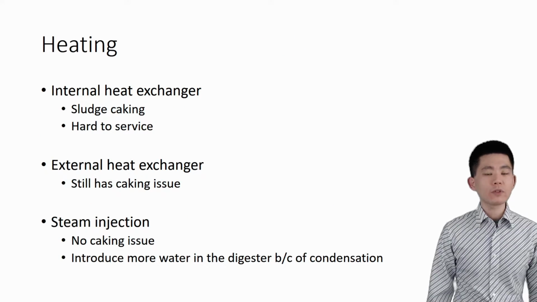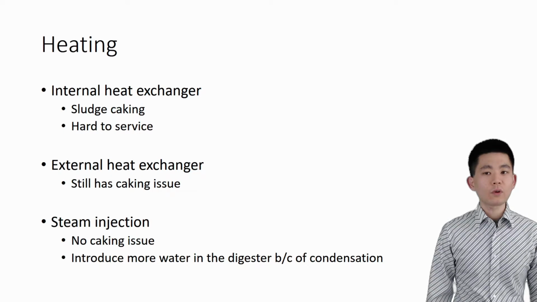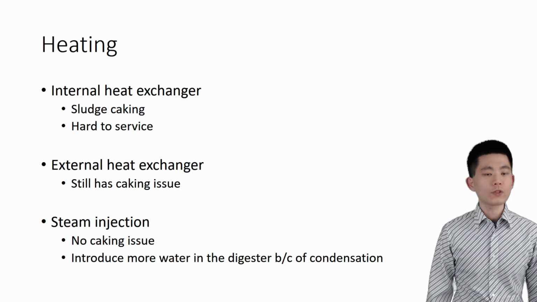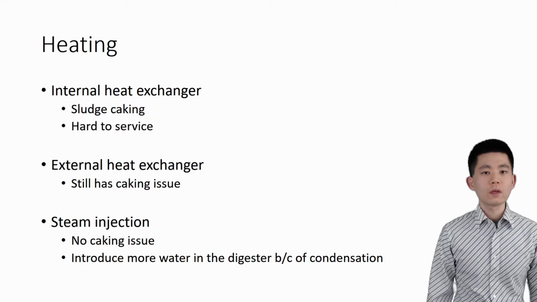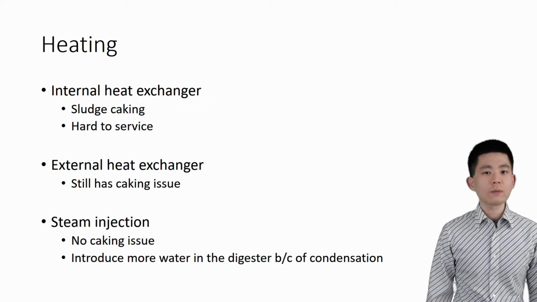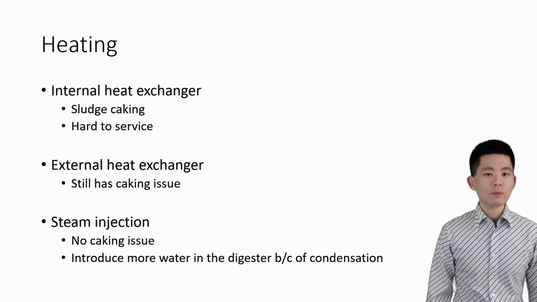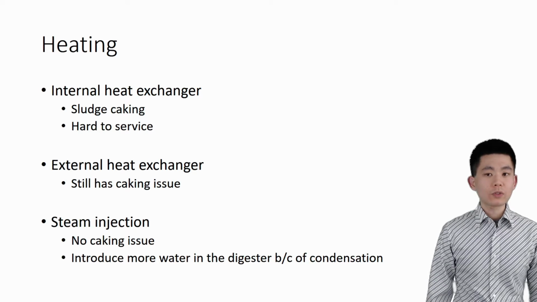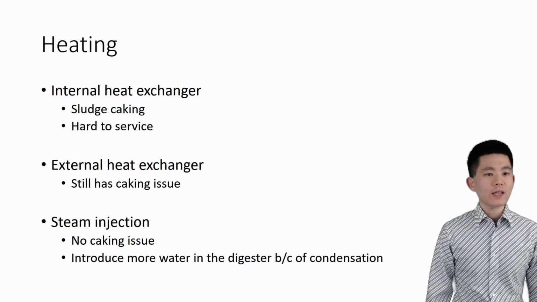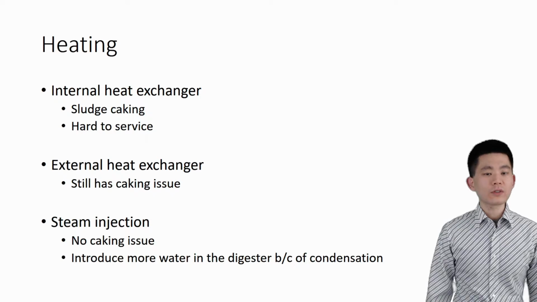Heat exchangers can be used to heat digesters, but a layer of sludge cake can form around the heat exchanger, reducing its efficiency. While it's difficult to service an internal heat exchanger in a digester, an external heat exchanger can be serviced to mitigate the caking issue. Steam injection is gaining popularity as it has no caking issue. Designers and operators need to be aware that due to condensation, steam injection adds water to the digester that dilutes its content.